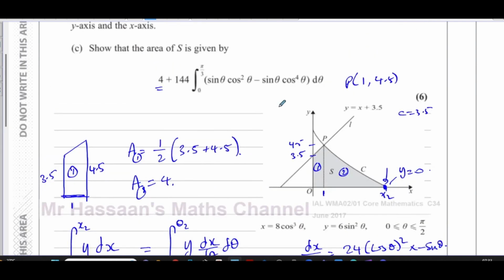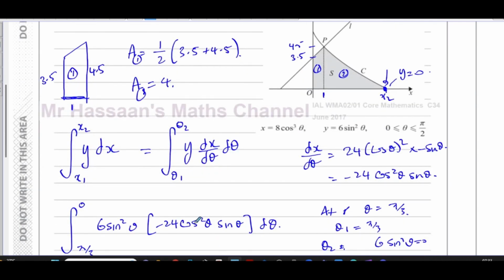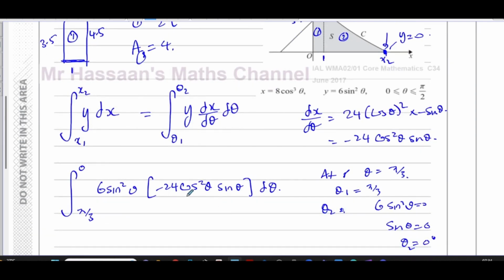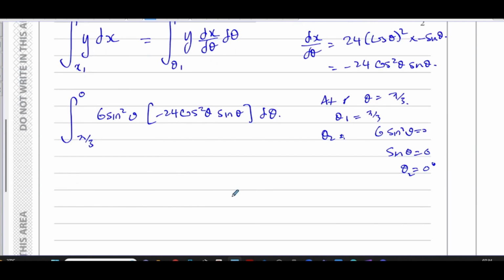Now, we have here cosine to the power 4 theta, cosine squared theta. Okay, what I'm thinking we need to do here is change this. First of all, let's take out the constants. We have 6 times 24. That's going to be 120 plus 24, that's minus 144. So I'll take out minus 144. This is pi over 3 and 0. So I've now got sine squared theta times cosine squared theta times sine theta d theta.